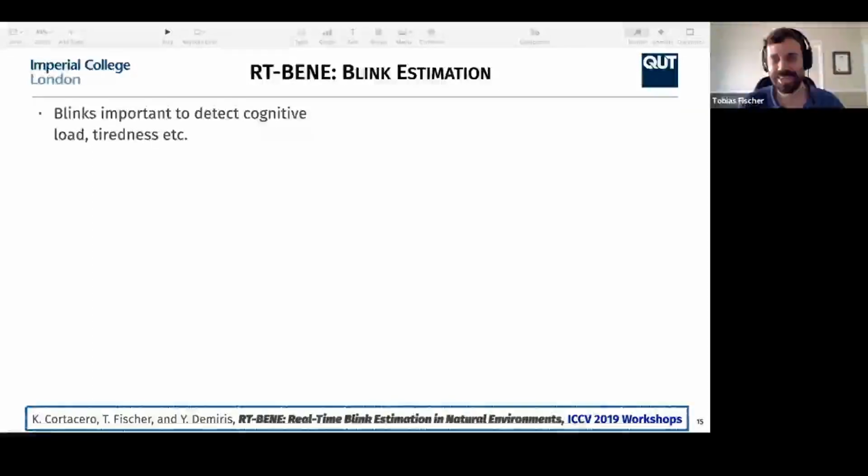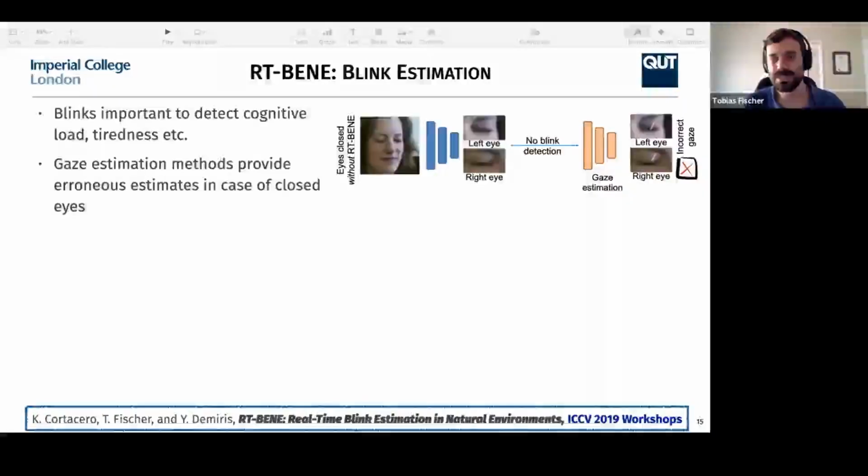I didn't want to talk about it just because of time constraints. But blinking is very, very important. And if you don't detect the blinks, then those methods fail, and they just provide you a random estimate of the gaze.